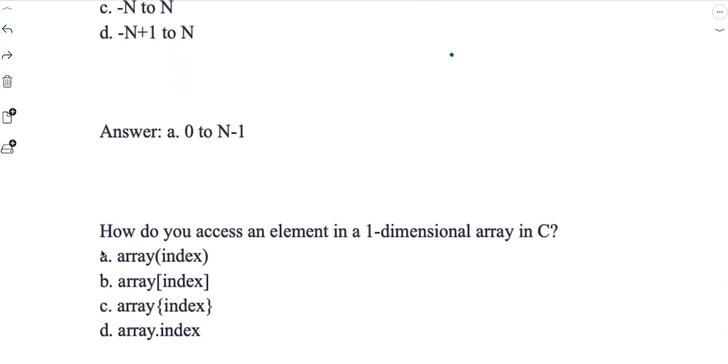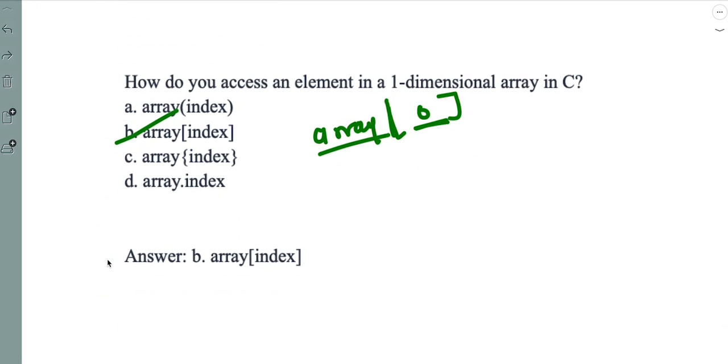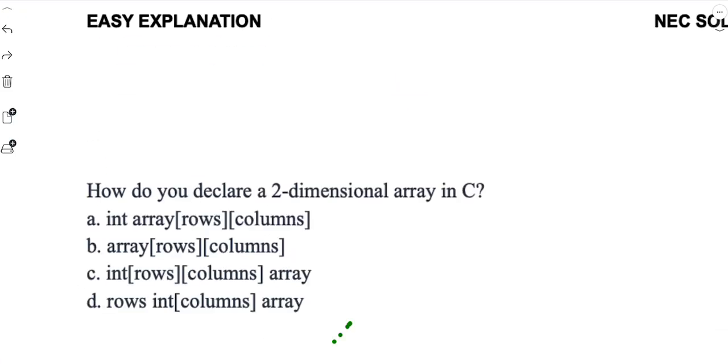How do you access an element in a one-dimensional array? Okay, so we write the name of array and then we use a big bracket and we give the index number. For example, if you want to access the first element, you will give the name of array and element 0. So B is the correct answer. Let's go to next question.